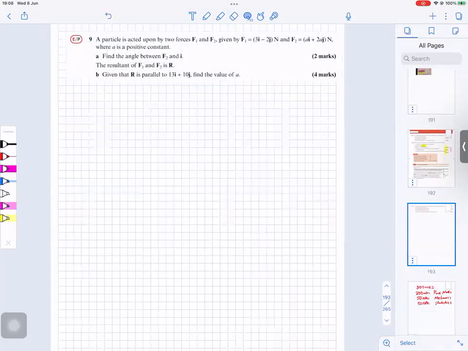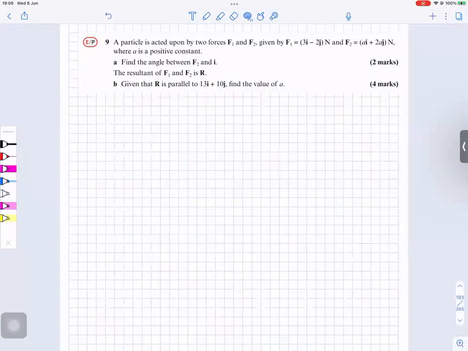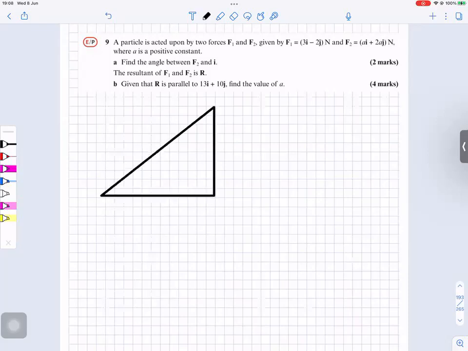Okay, let's go. So for the first one, I drew a triangle. So I had 2AJ, it's going to be on the right hand side, the one that goes up the side like this. And then for the other one at the bottom, it's going to be AI.